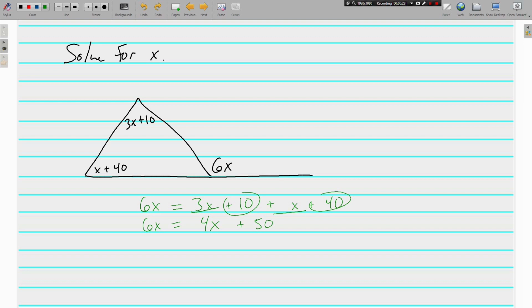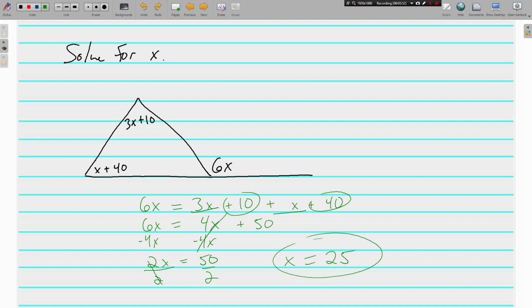Now I'm going to get my variables together first. Subtract 4x from both sides. Oops, I shouldn't have divided there. There we go. Minus 4x gives us 2x is equal to 50. Divide both sides by 2. X is equal to 25.